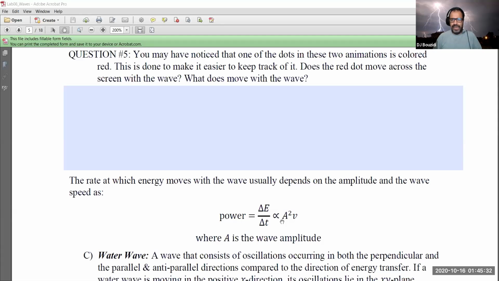So the point of this discussion is that the amplitude squared is related to the rate at which the energy is transferred. They're related to the energy actually. And also the velocity matters. A fast moving wave will dump energy faster to the other side than a slow moving wave. If the wave is not moving at all, if v is 0, then there is no energy transfer, there is no wave.